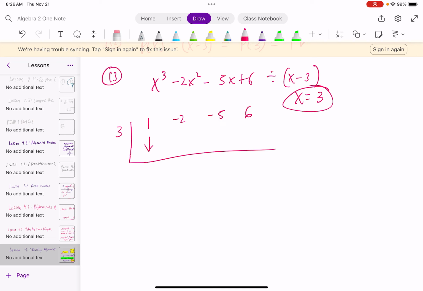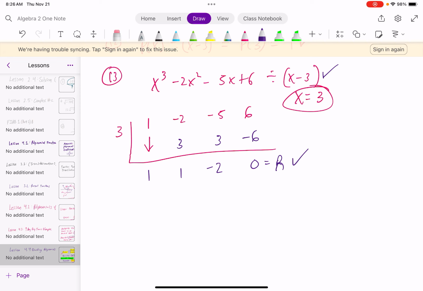Bring down the 1. 1 times 3 is 3. 3 minus 2 is 1. Times 3 is 3. Minus 5 is negative 2. Times 3 is negative 6. And they were right. It is a 0 because the remainder is 0. So therefore, this is a factor.